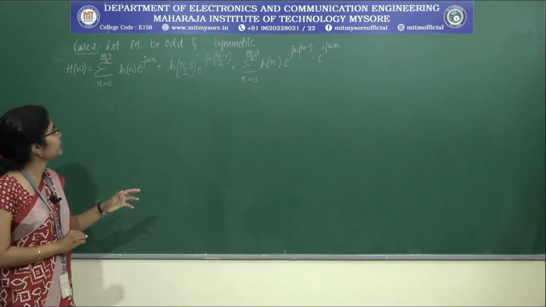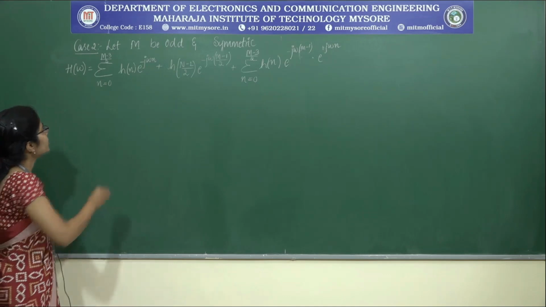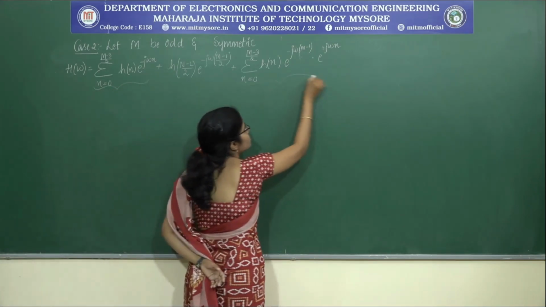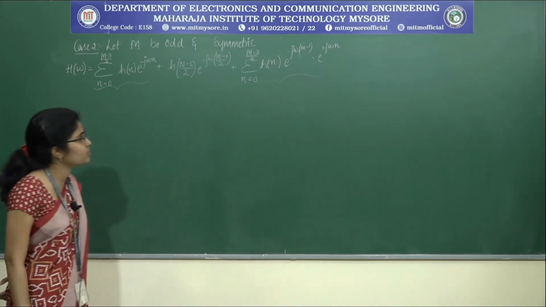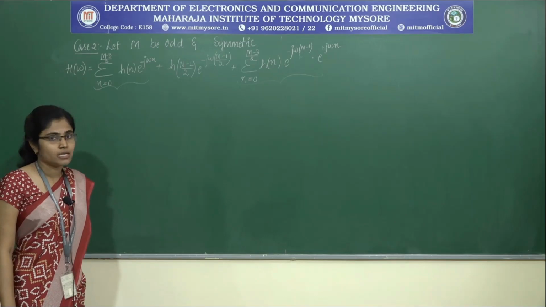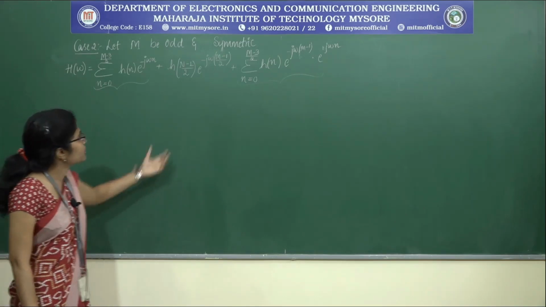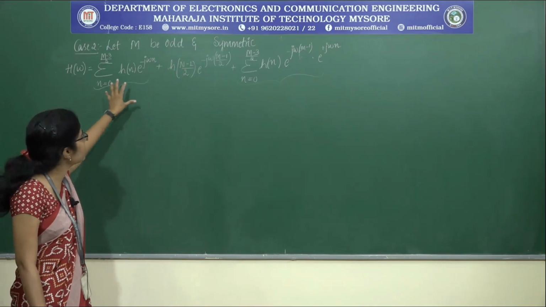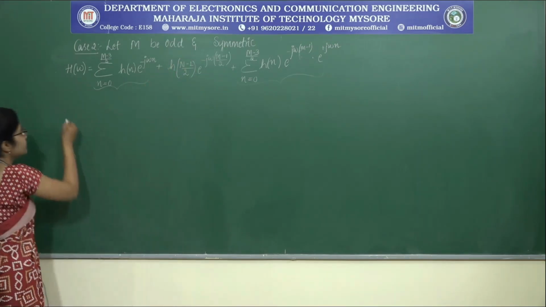Now, looking at this summation as well as this summation, I can take summation n ranges from 0 to m minus 3 by 2 into h of n as a common factor. Yes. For that, I will write this term as the first term, so let us not disturb that. Then let us take the common factor.